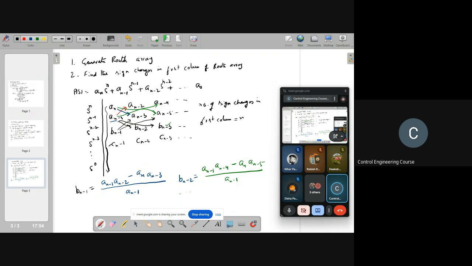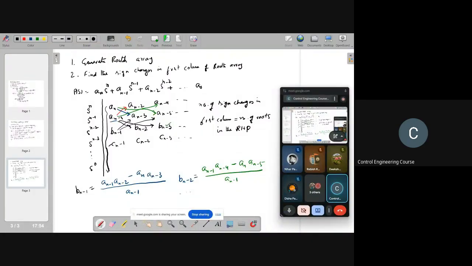is equal to the number of roots in the right half of the S plane. Okay, RHS. So this way you can compute the number of roots which are in the right half of the S plane, and hence we can analyze the stability of the system.